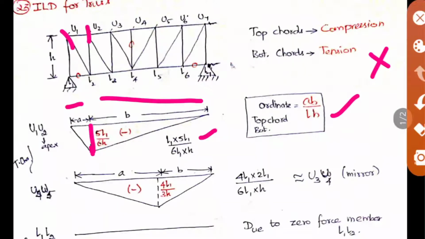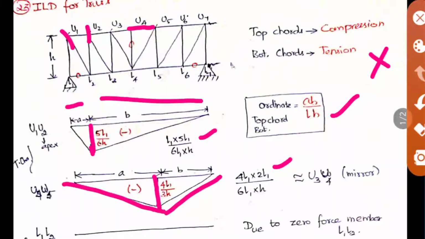Similarly, we can go for the next one, now I have taken the U4, U5 member. For U4, U5 the apex should be at U5, the second element, so I have drawn it straight to U5. As it is a top chord, it should always be in compression, so we draw the diagram below the line, in minus. The value is similar: 4 into L1 into 2 L1 by 6 L1 into H. You get 4 L1 by 3 H as the ordinate of this ILD diagram.